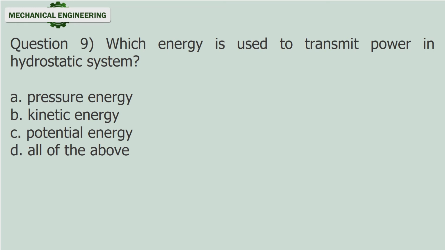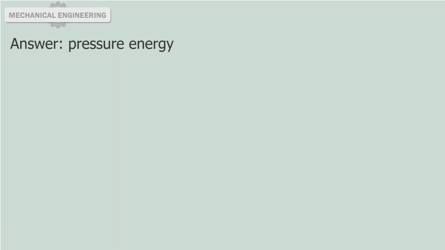Question 9. Which energy is used to transmit power in hydrostatic system? A. Pressure energy. B. Kinetic energy. C. Potential energy. D. All of the above. Answer: pressure energy.